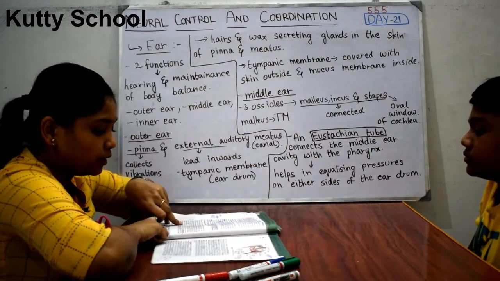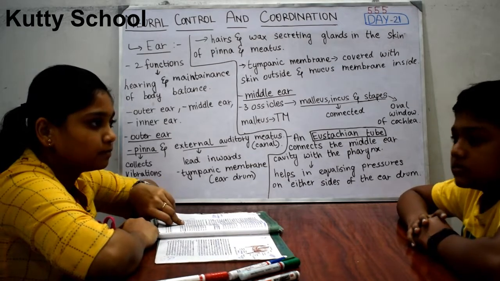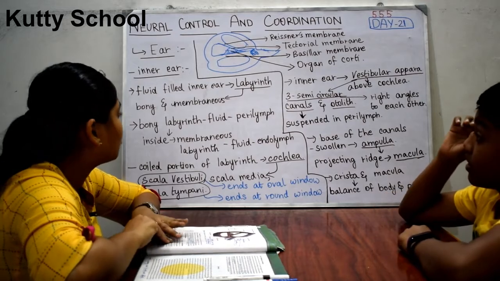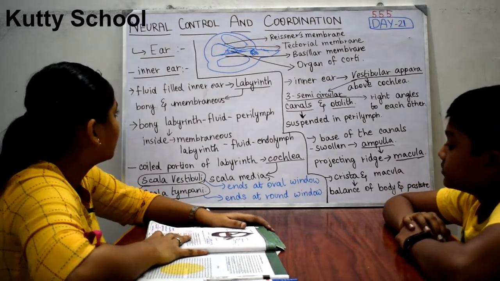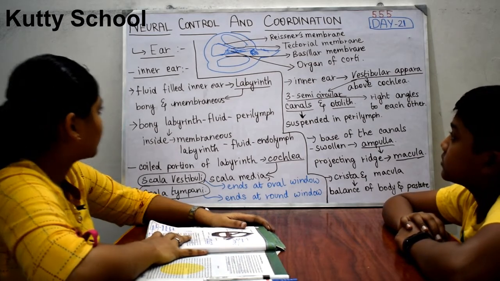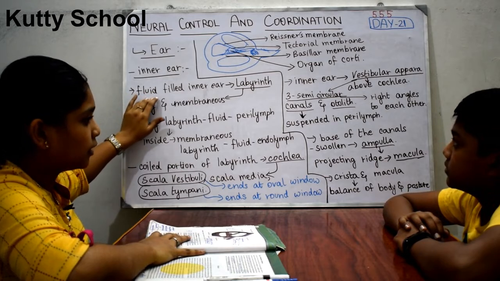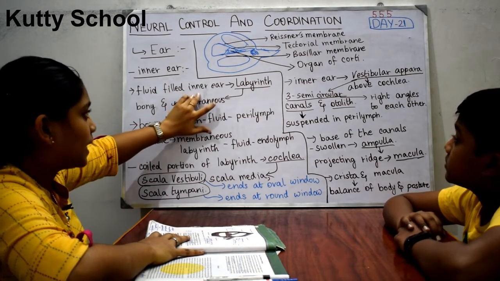So next we will see some more about the middle ear. Okay. We are going to discuss the inner ear. We have discussed the outer ear and middle ear, so now we are discussing the inner ear. This inner ear is a fluid filled ear. The inner ear is full of fluid, which is known as labyrinth.